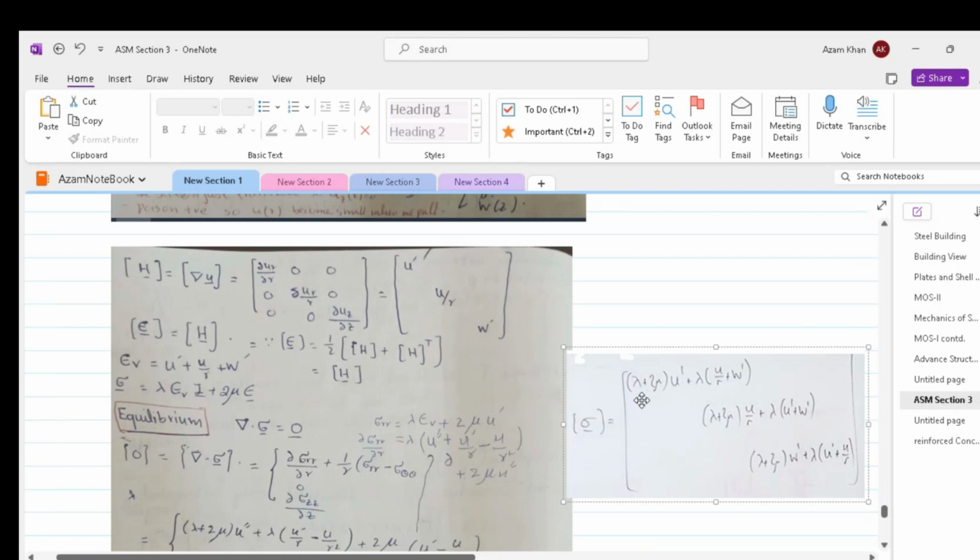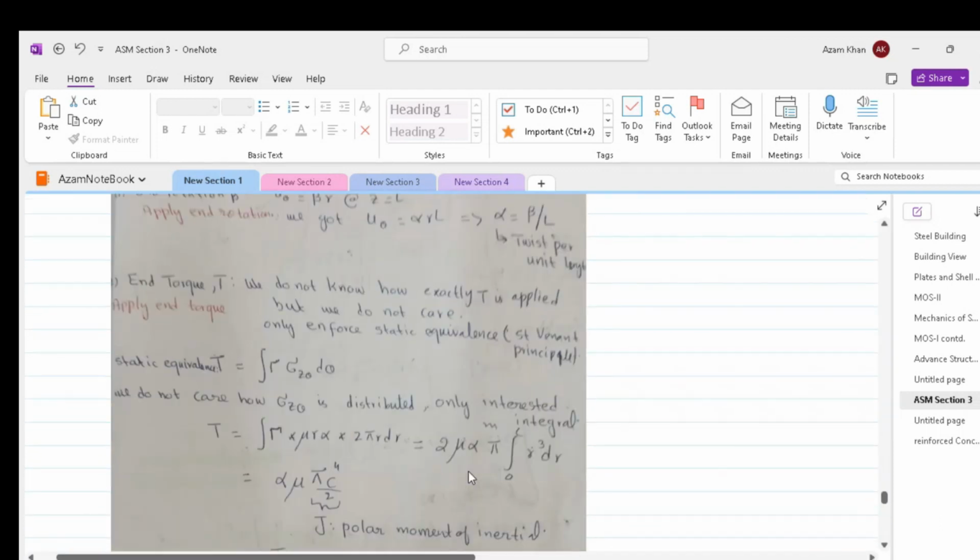Sigma 11 is (lambda plus 2 mu) times u prime plus lambda times (u by r plus w dash). Then sigma 22 is (lambda plus 2 mu) times u by r plus lambda (u prime plus w prime), and sigma 33 is (lambda plus 2 mu) w prime plus lambda (u prime plus u by r).